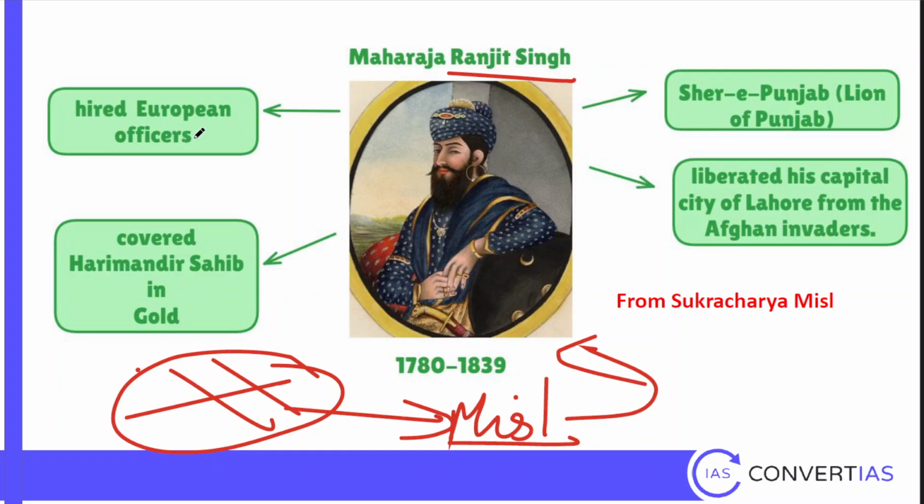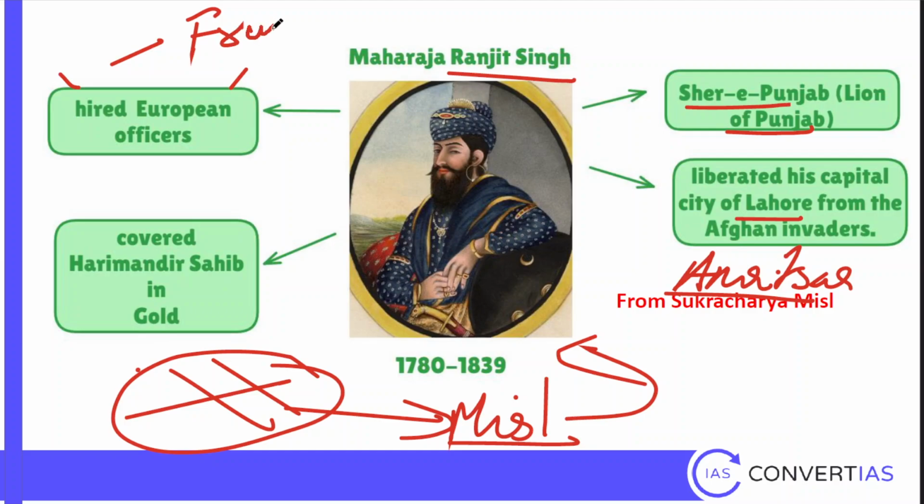What does he do? He recaptures the city of Lahore from Afghan invaders. He also recaptures the city of Amritsar. I've told you there are 2 important cities, Amritsar and Lahore. He recaptures both. He is known as Sher-e-Punjab, the Lion of Punjab. What he did was to hire European officers, especially the French, because the British were already here. He hired the French to modernize his army, and he was quite successful in that.